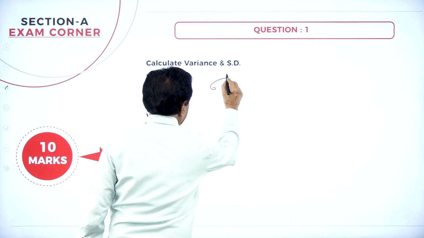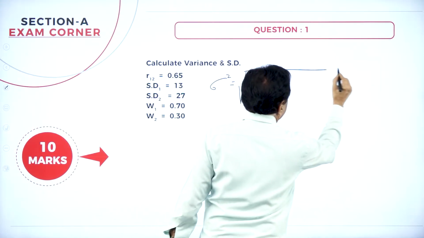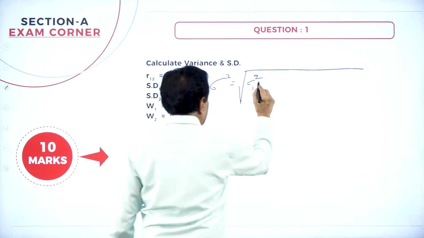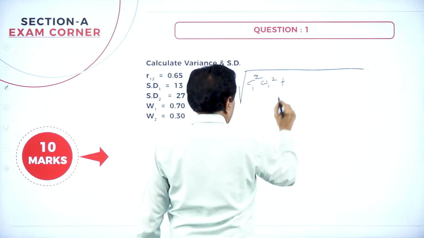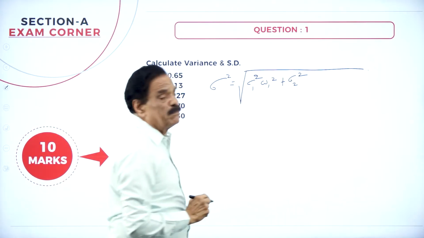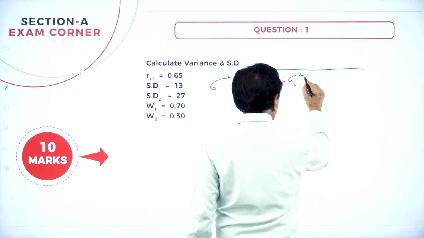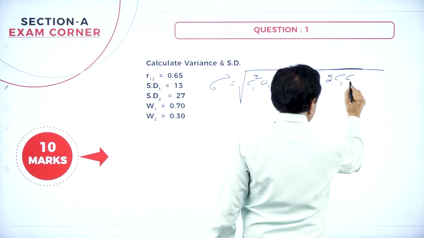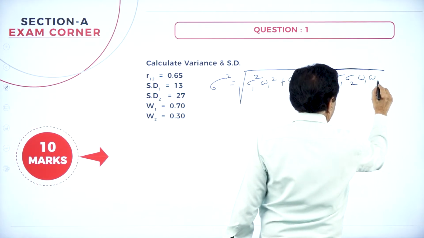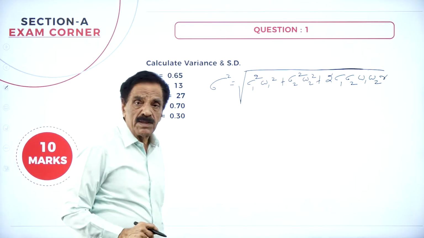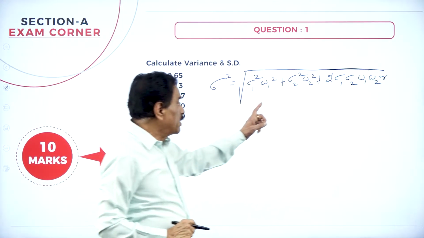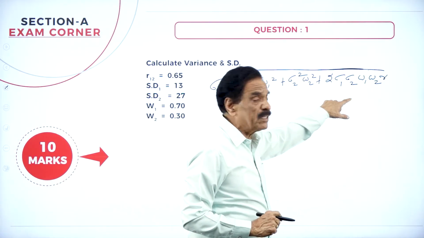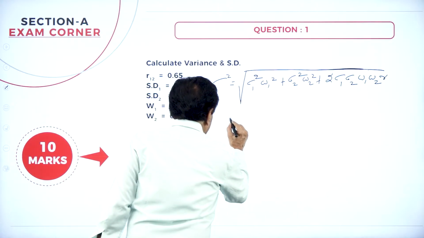Risk return is equal to root of sigma 1 square, W1 square, sigma 2 square, W2 square plus 2 into sigma 1, sigma 2, weighted 1, weighted 2 into R. I will repeat the formula: sigma 1 square W1 square, sigma 2 square W2 square, 2 into sigma 1, sigma 2, weighted 1, weighted 2 into R. Slowly we can go through it now.